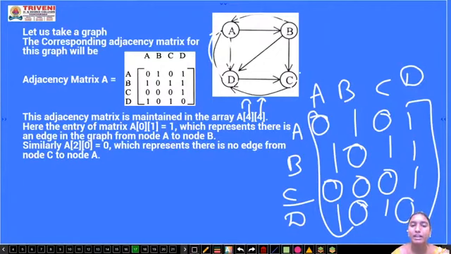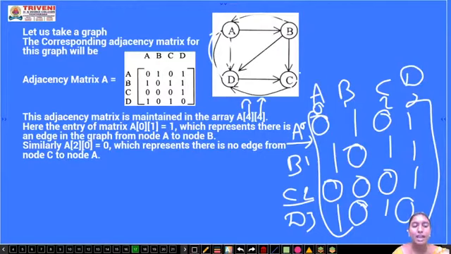Here the entry of the matrix is A of 0 1 equal to 1. That is nothing but A of 0 1. Why do you have to write A of 0 1? This is the position 0 1 2 3, and this is the position 0 1 2 3. Similarly, this is the representation. A of 0 1 equal to 1 represents there is an edge in the graph from node A to node B. That is the 0 to 1 position. 0 is the row, the 0th row and the first column. That is one of the edges of the graph from one node to another node, that is node A and node B.